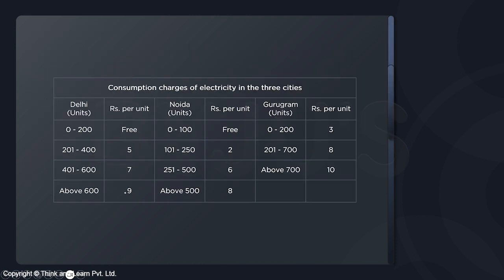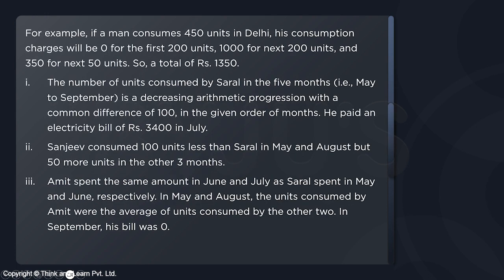So this is the table which tells us about the charges in Delhi, charges in Noida, charges in Gurugram. Apart from that, we also have these figures over here, showing how these charges are calculated, along with other information as well. So how are the charges calculated? If a man consumes 450 units in Delhi, his consumption charges will be 0 for first 200, 1000 for next 200, that is 5 per unit, and 350 for next 50 units, that is 7 per unit. So a total of 1350.